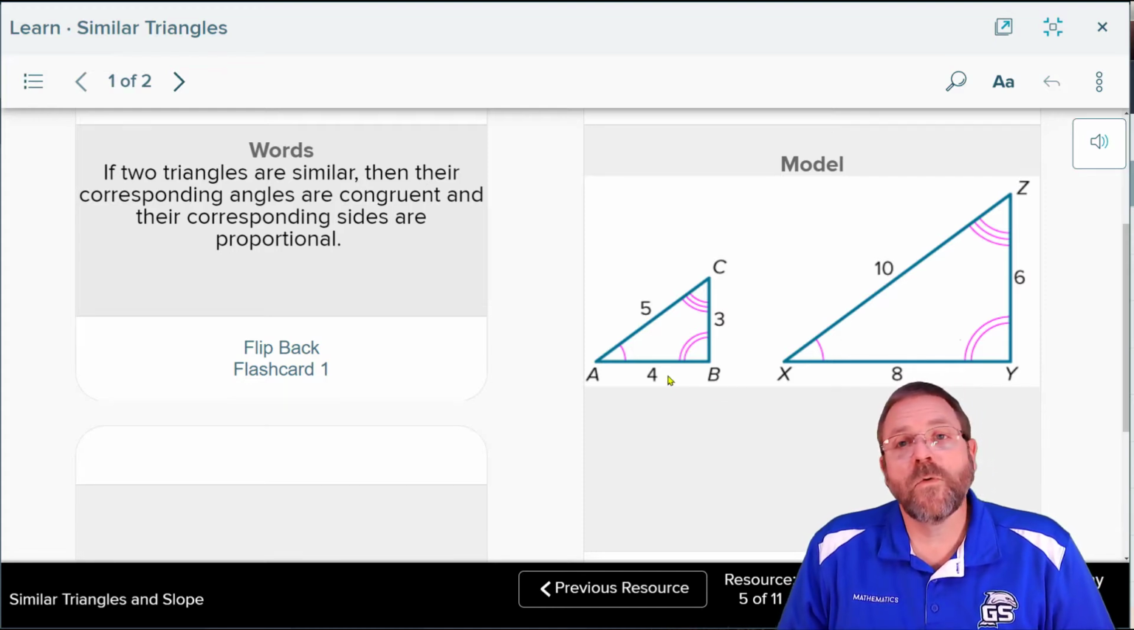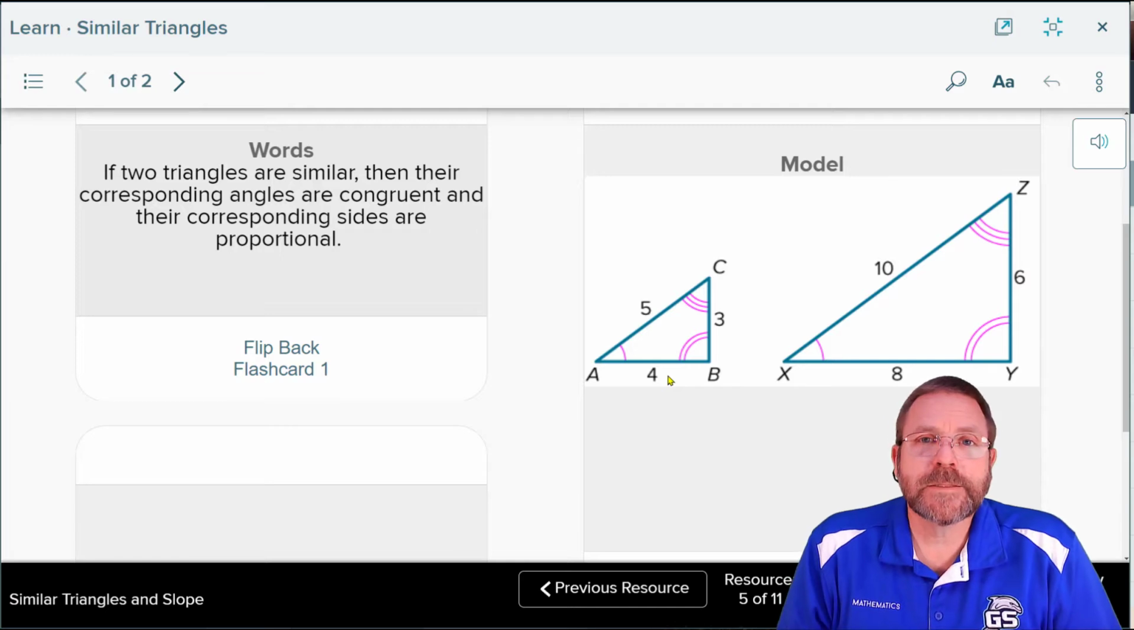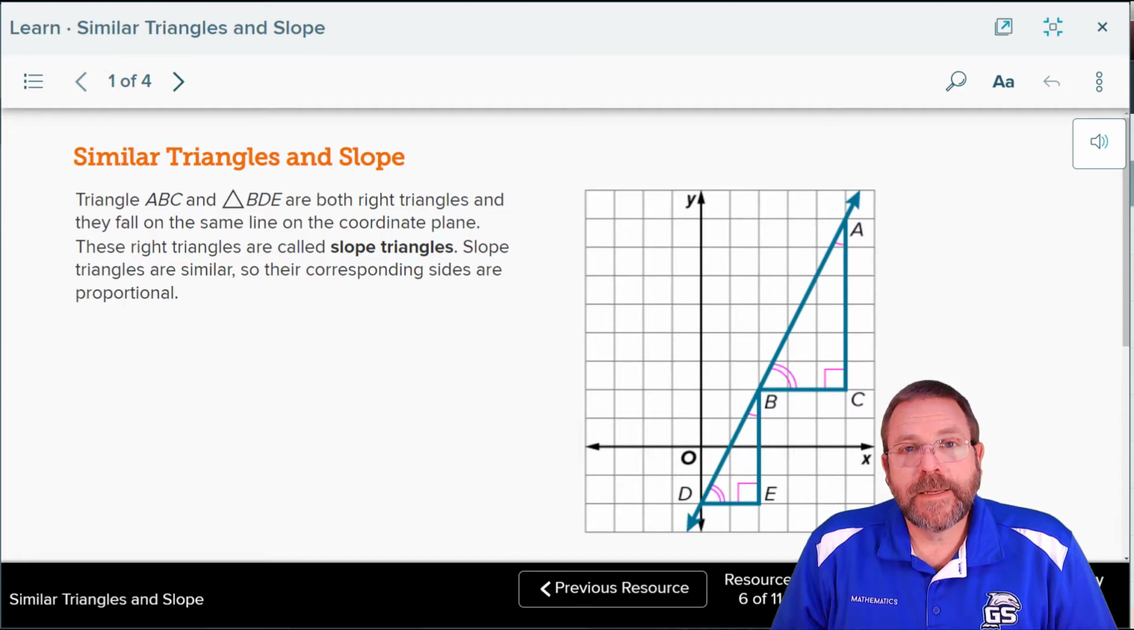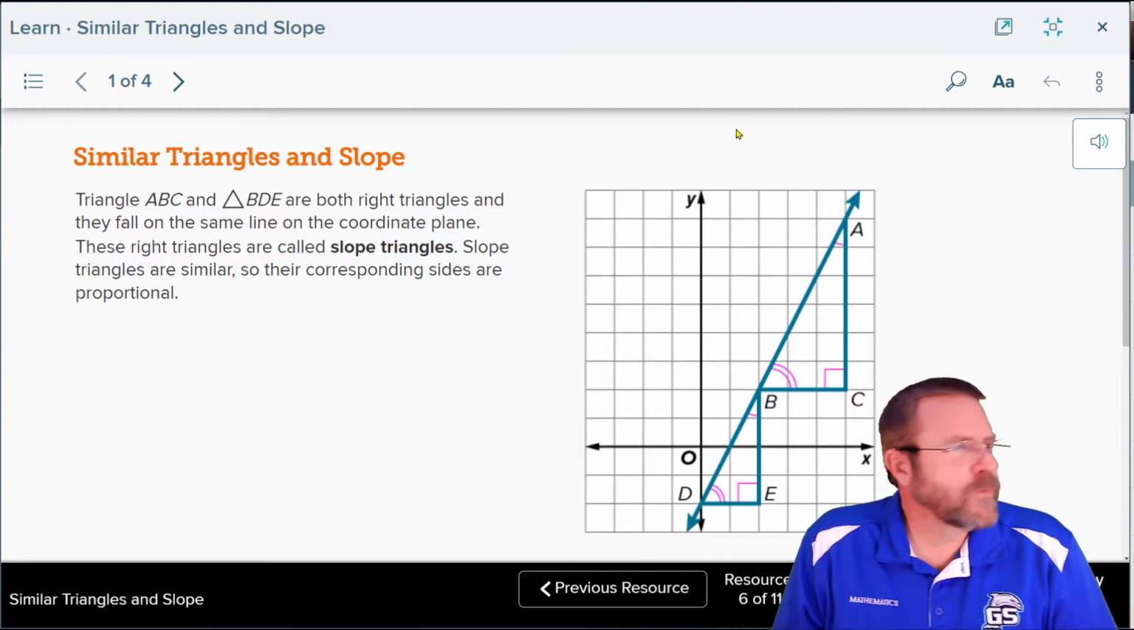8 divided by 4 is 2. That means these are indeed going to be similar triangles. Don't get stressed out. We're going to talk more about this. The triangles A, B, and C and triangle B, D, and E. Let's just stop right here for a second.